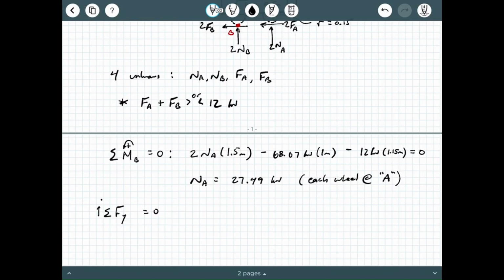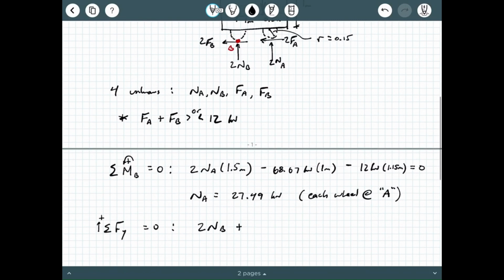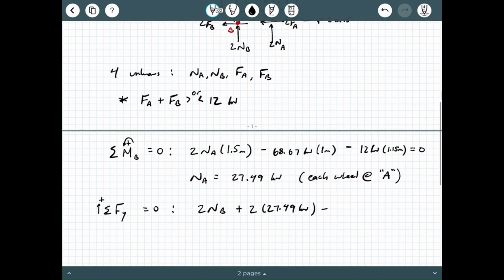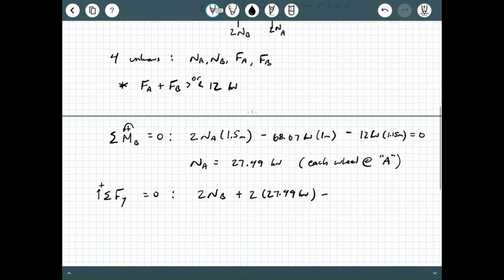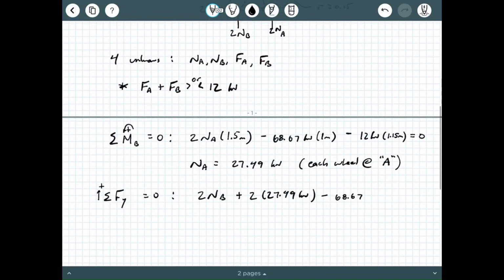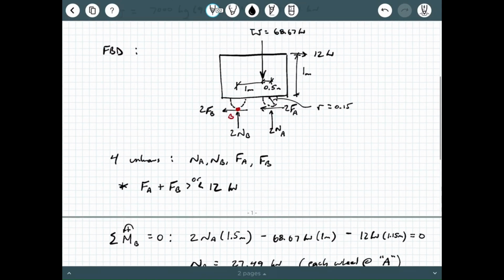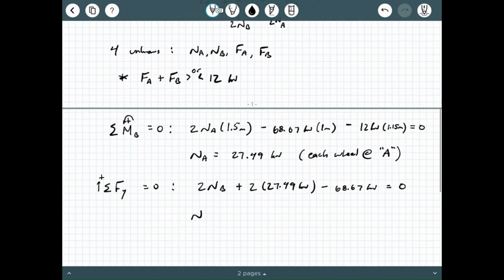Okay, now I'm going to say the sum of the forces in the y direction equals 0. And we're going to say 2 NB, right? And then plus 2 NA, so plus 2 times 27.49 kilonewtons. All right, and then minus the weight, so minus 68.67 kilonewtons equals 0. That's everything in the y direction. And guess what? We can solve for NB as the following.